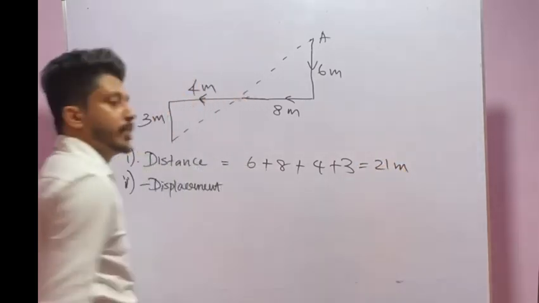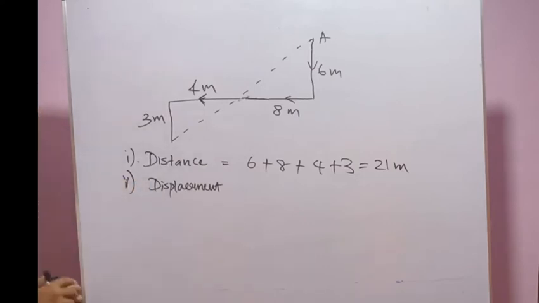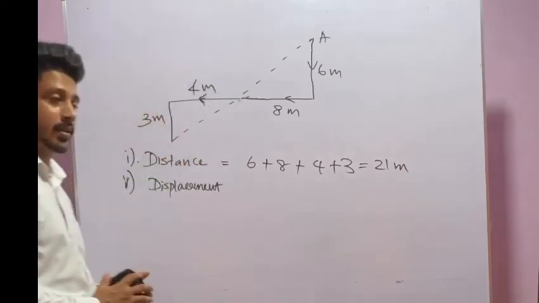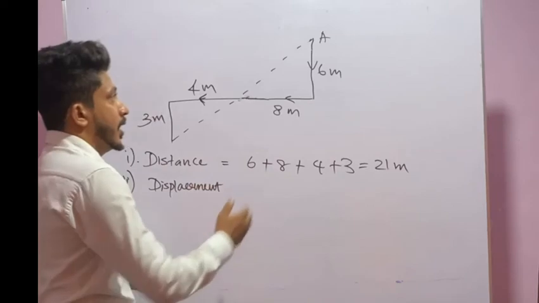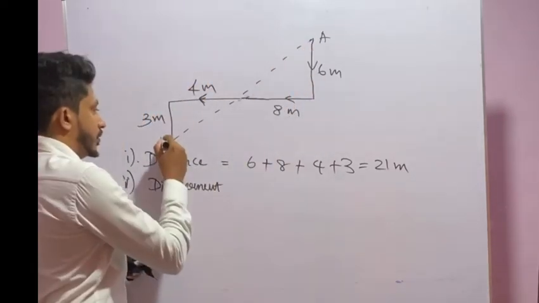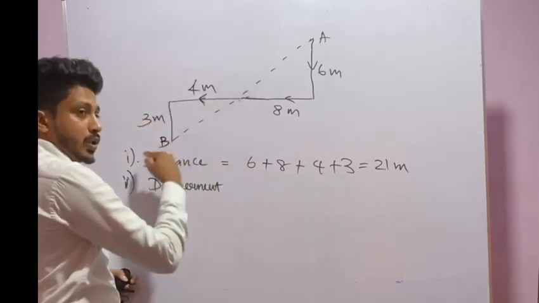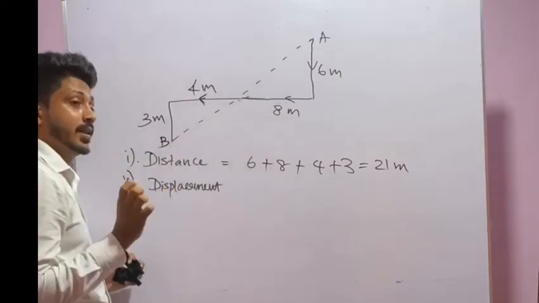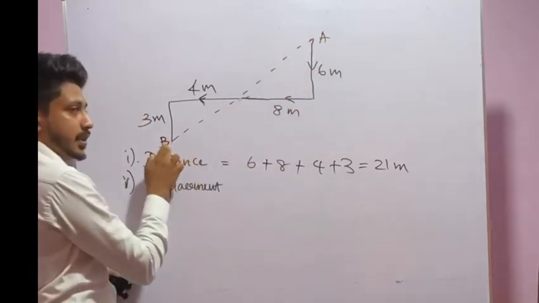21 meters. What is the displacement? Now I have told you the theory to calculate the displacement. First, you have to consider the motion. What is the motion? From this to this. From that motion, if we consider the motion from A to B, what is the start and end position? Start position is this, end position is this.